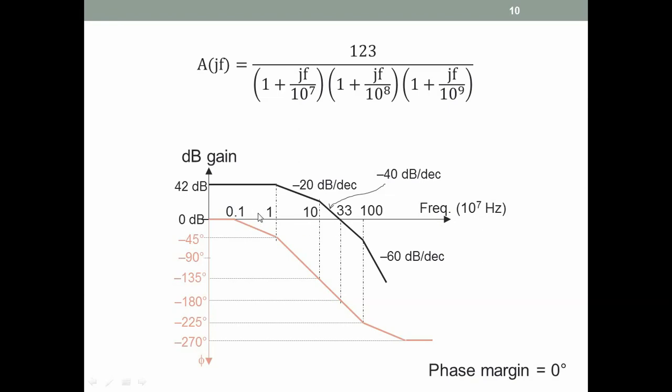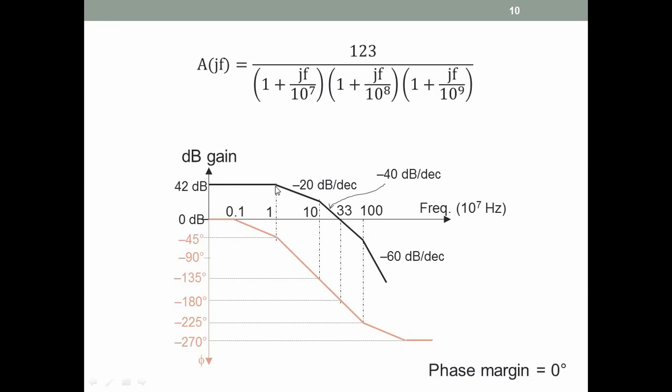So this is 10 raised to 7. This is 0.1 times 10 raised to 7, so 10 raised to 6. This is 10 raised to 8, 10 raised to 9, and something in between. The low frequency gain is 42 dB. So let's look at the magnitude plot first. Up to 10 raised to 7, which corresponds to 1, the gain is horizontal.